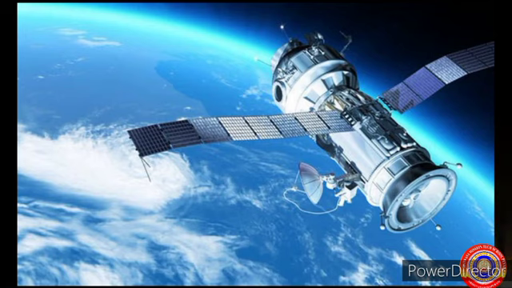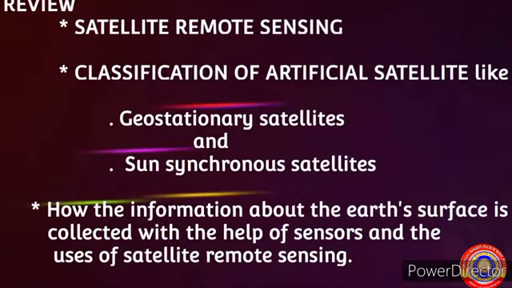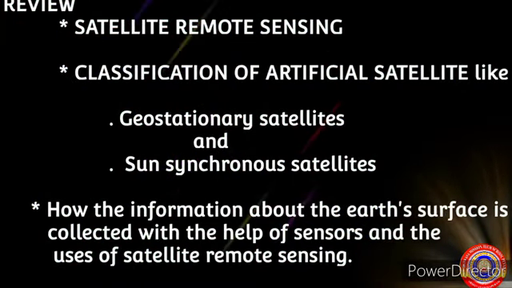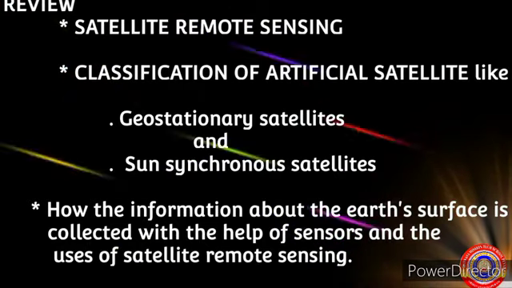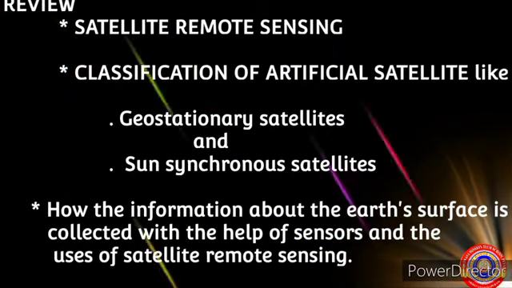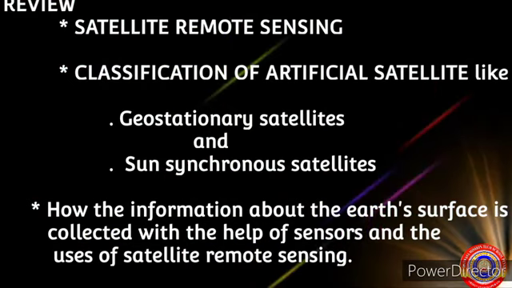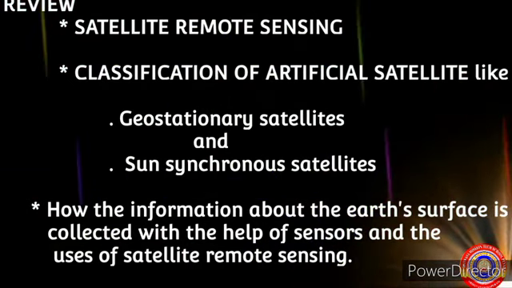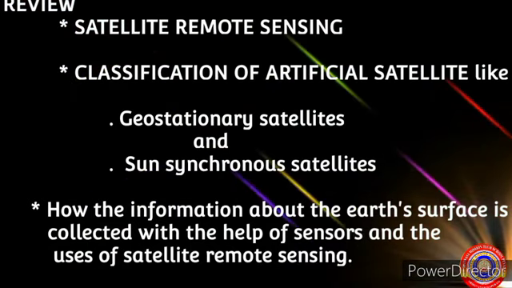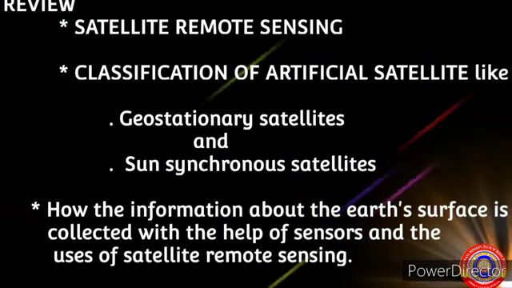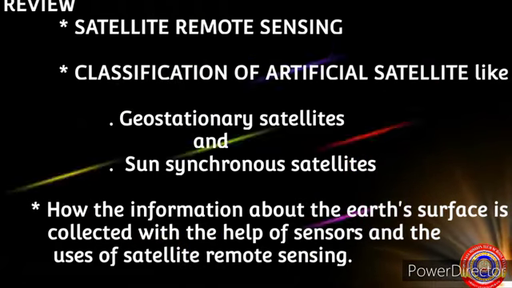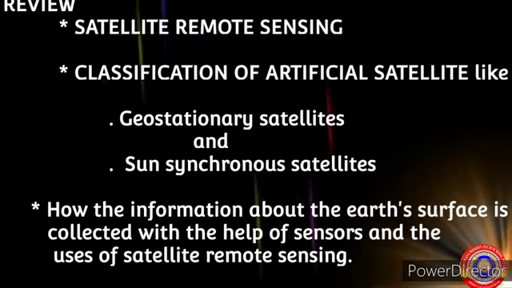Let's conclude the class. Today we learned about satellite remote sensing and the classification of artificial satellites like geostationary satellites and sun synchronous satellites. Along with it, we learned about how the information about the Earth's surface is collected with the help of sensors and the uses of satellite remote sensing. Hope you all understood the topic.